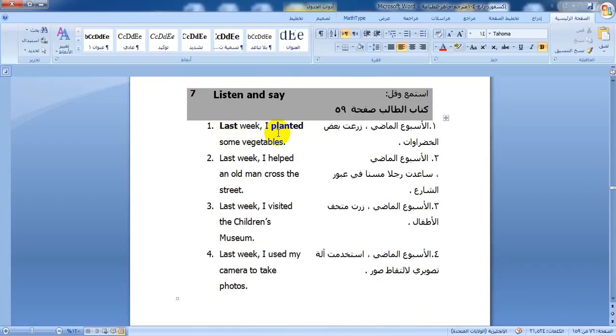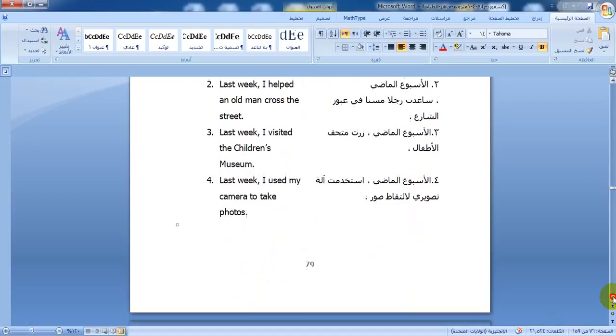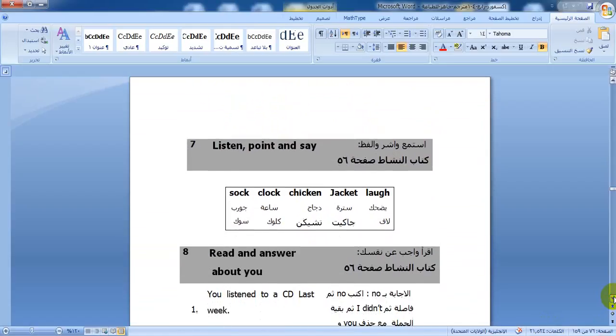1. Last week I planted some vegetables. 2. Last week I helped an old man cross the street. 3. Last week I visited the children's museum. 4. Last week I used my camera to take photos. Listen, point and say: so, clock, children, jacket, laugh.